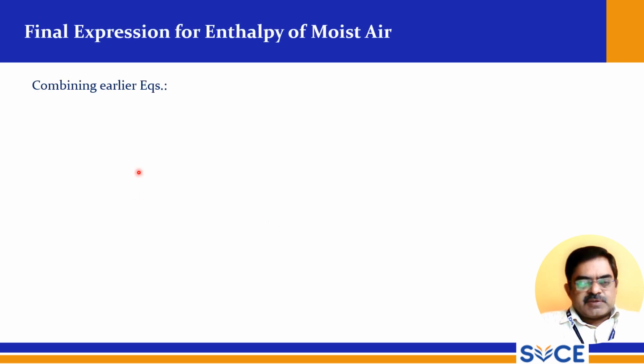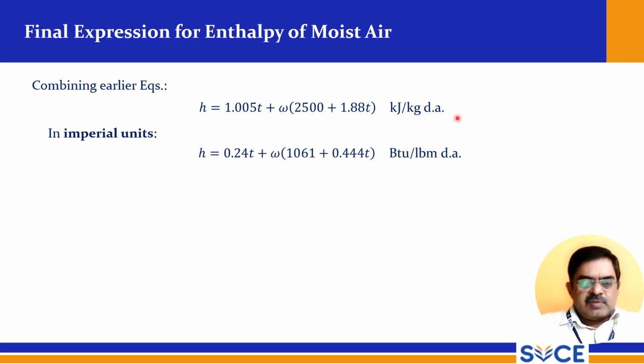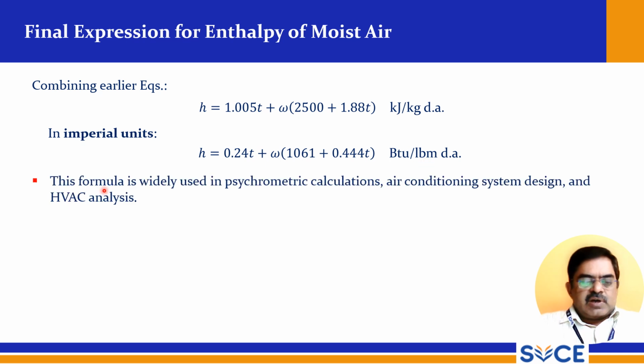So the final expression of enthalpy of moist air can be reduced to H equal to 1.005 T plus omega times 2500 plus 1.88 T, in kilojoules per kg of dry air. In imperial units we don't require it, but this is reduced to this equation in imperial units. And this formula is widely used in psychrometric calculations, air conditioning system design, and HVAC analysis. So this is a very important formula. All of you should remember it.